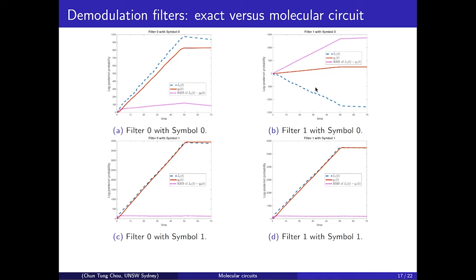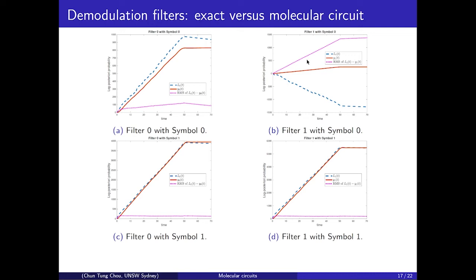But what happens when symbol 0 is sent, but we use filter 1? The actual answer is you will have a negative log likelihood. But what we have done is we have actually rounded this negative log likelihood to 0. And so what you see is the output is actually very small. Obviously, the error is big, but does it affect the result of the demodulation?